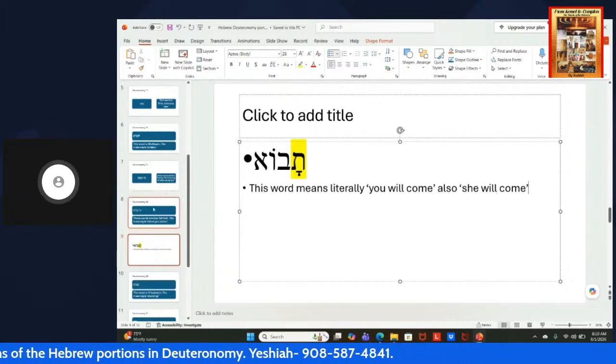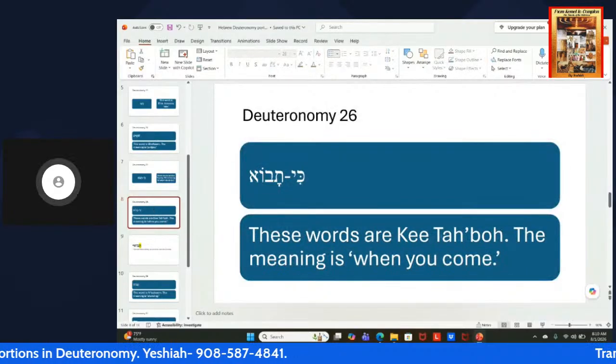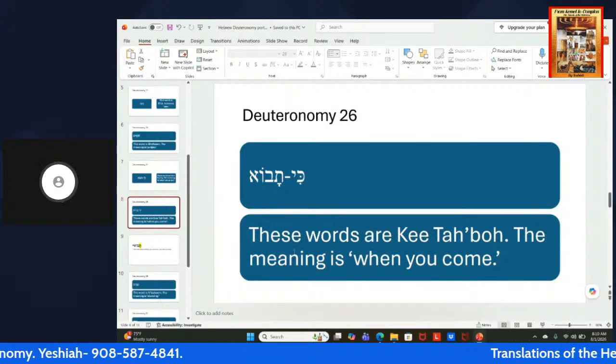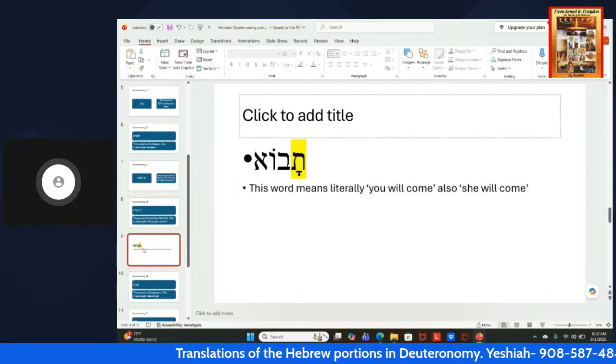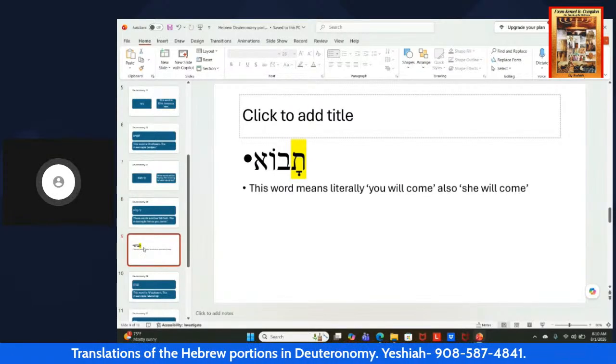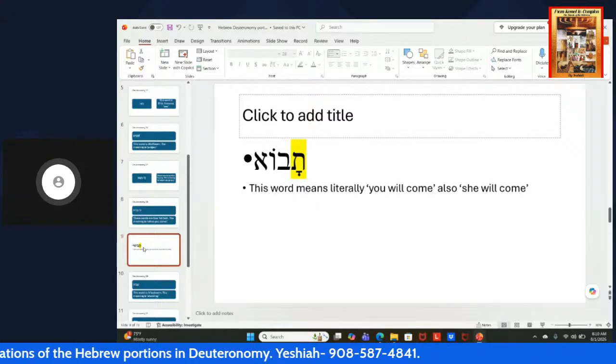Brothers and sisters, looking at it from here, these words are ki tabo. The meaning is when you come, or when you will come, future tense, in the literal translation. Any questions, please feel free to put within the chat. Thank you for that.